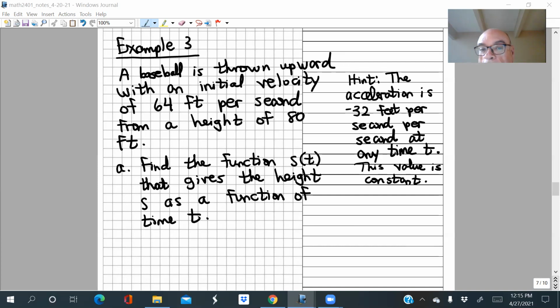And the question here is, find the function that gives the height of the baseball after a given number of seconds, right? Okay, so notice we have information here about the velocity of the baseball when it initially is thrown, but we want to be able to use that information to predict, to write a formula so that we can predict what the height of the baseball is going to be at any given time after we throw it, right?